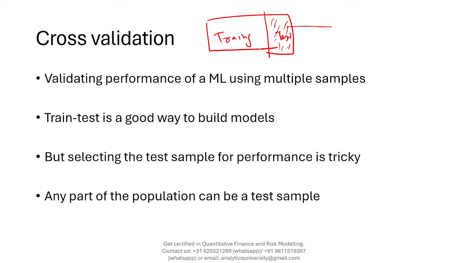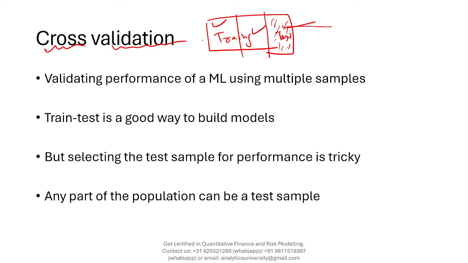The problem with this sort of arrangement is that your test data set can be any part of the data set, need not be just this part. It can also be in this part, or it can also be this part as well, right? So how do you know actually which part of your data set is your test data set? That is where cross validation really helps, right?